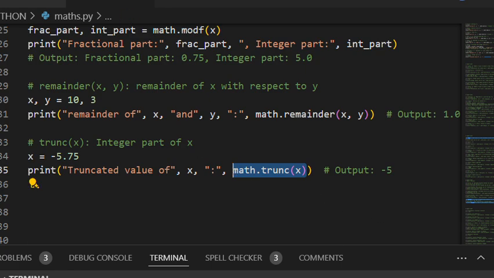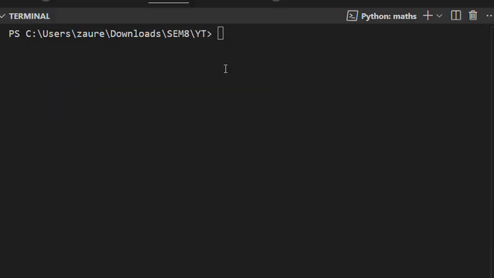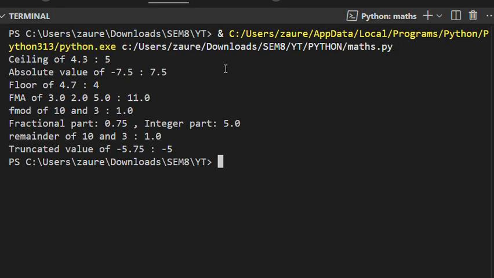Now we'll see its output. So if we see its output, the ceiling of 4.3 is 5, the absolute value of minus 7.5 is 7.5, the floor of 4.7 is 4, the fused multiplication of 3 multiplied by 2 plus 5 is 11, then when 10 is divided by 3 we get mod 1, the fractional part of 5.75 is 0.75 and the integral part is 5.0, then when 10 is divided by 3 the remainder is 1, and then the truncated value, that is the integral part of minus 5.75, is minus 5.